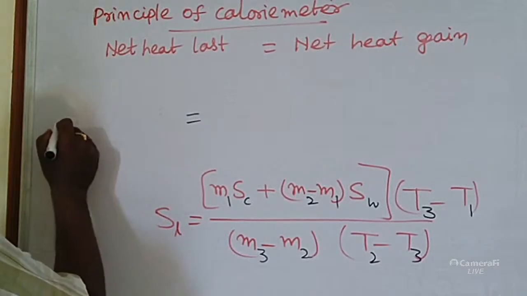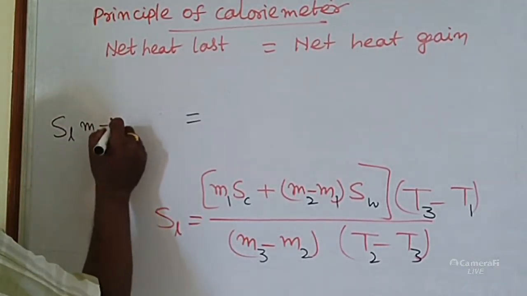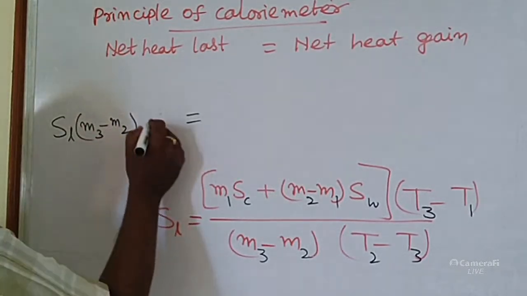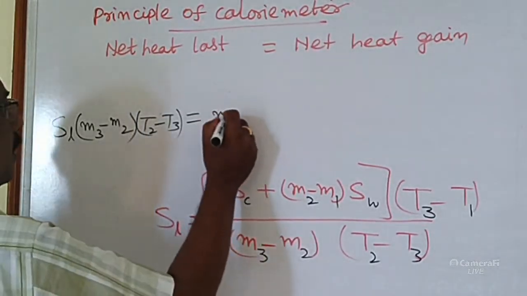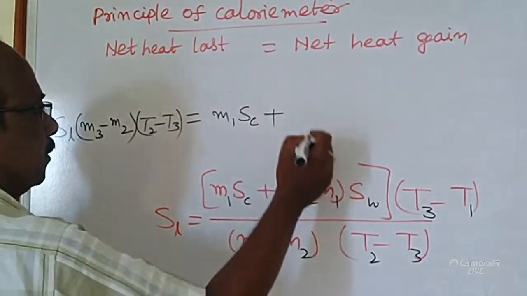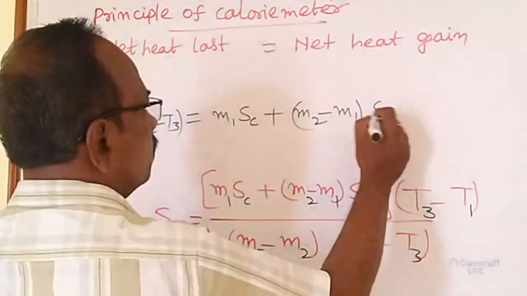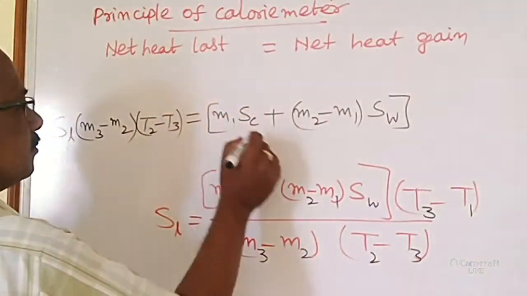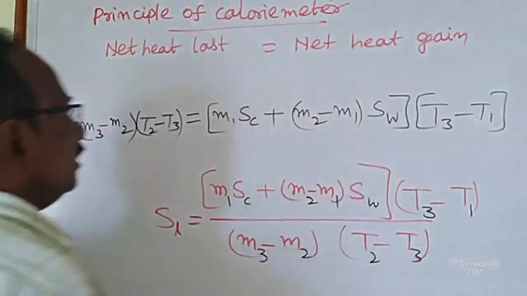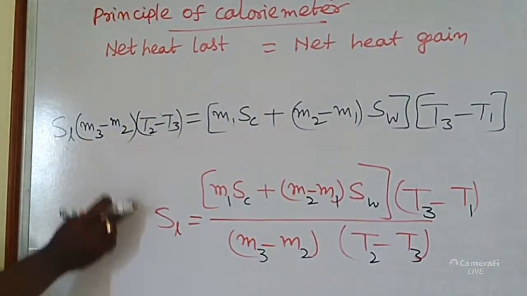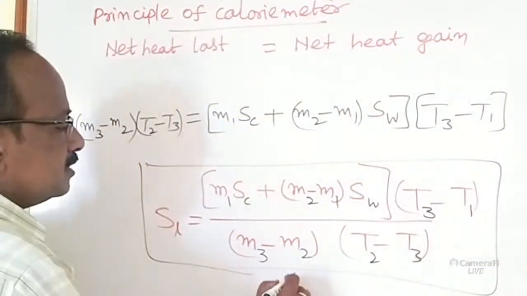So SL into M3 minus M2, T2 minus T3. Okay, M1 SC plus M2 minus M1 into SW, T3 minus T1. Write up to this, that's all. 1, 2, 3 steps. Hence, the specific heat of shots.